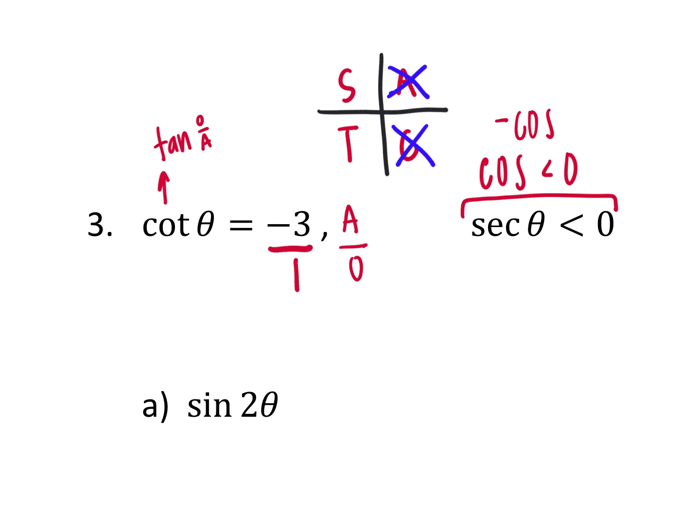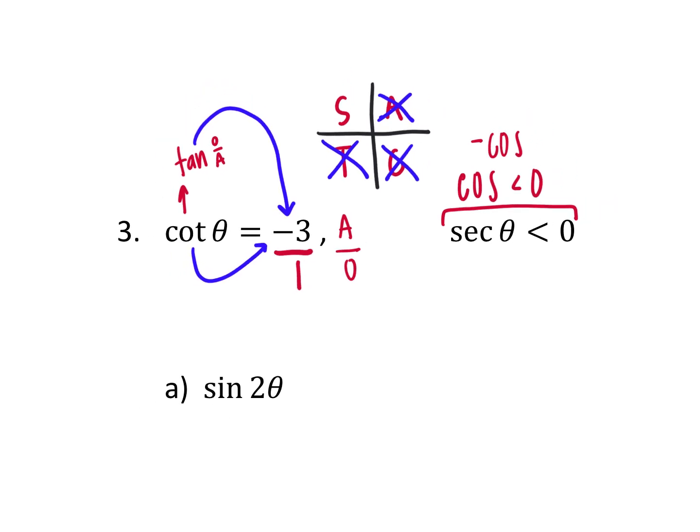We're also given that our cotangent is negative. If cotangent's negative, then tangent is also going to be negative. So we can also eliminate quadrant 3, putting our final triangle in quadrant 2. So we're going to draw a triangle in quadrant 2.